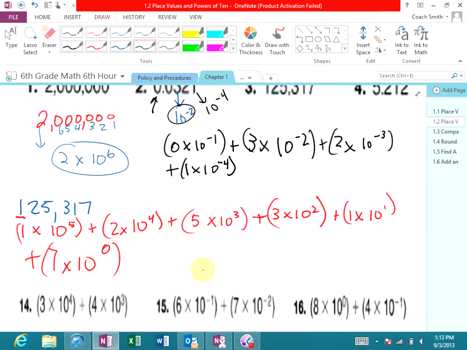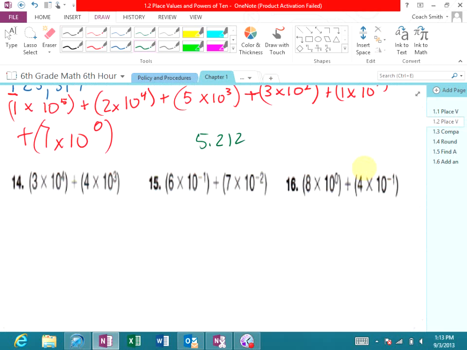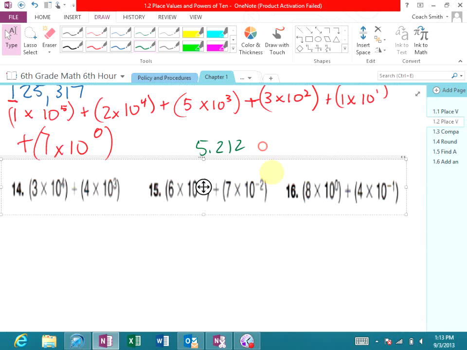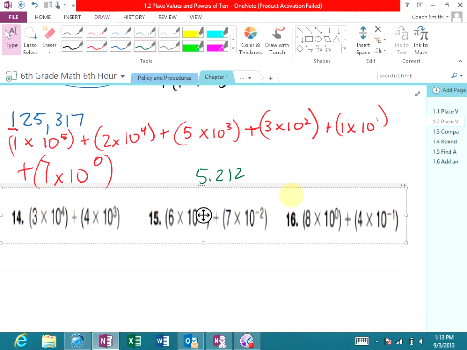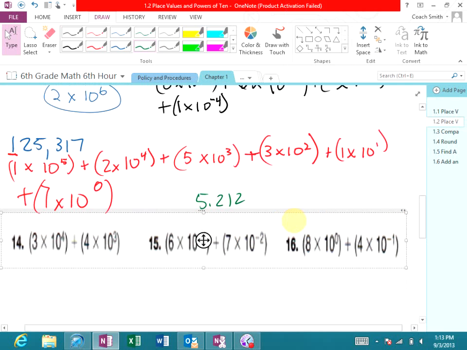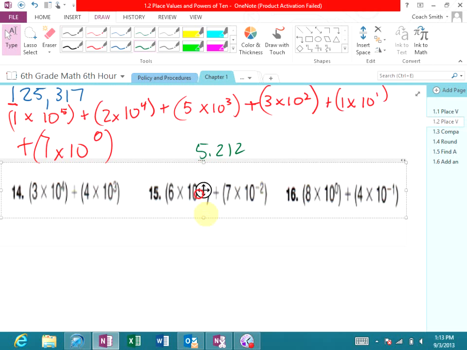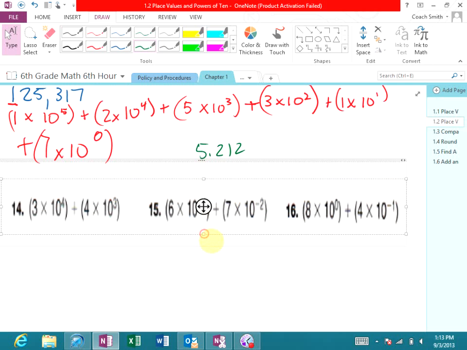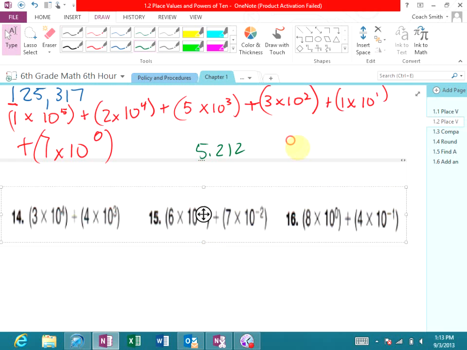I'm going to put it in green. 5.212. Okay? Running out of space here. I should have put more space in between them. Let's see if I can do that without having to mess with it. Now, come on now. Let me get it. Not going to let me have it. All right, give me a little bit more room.